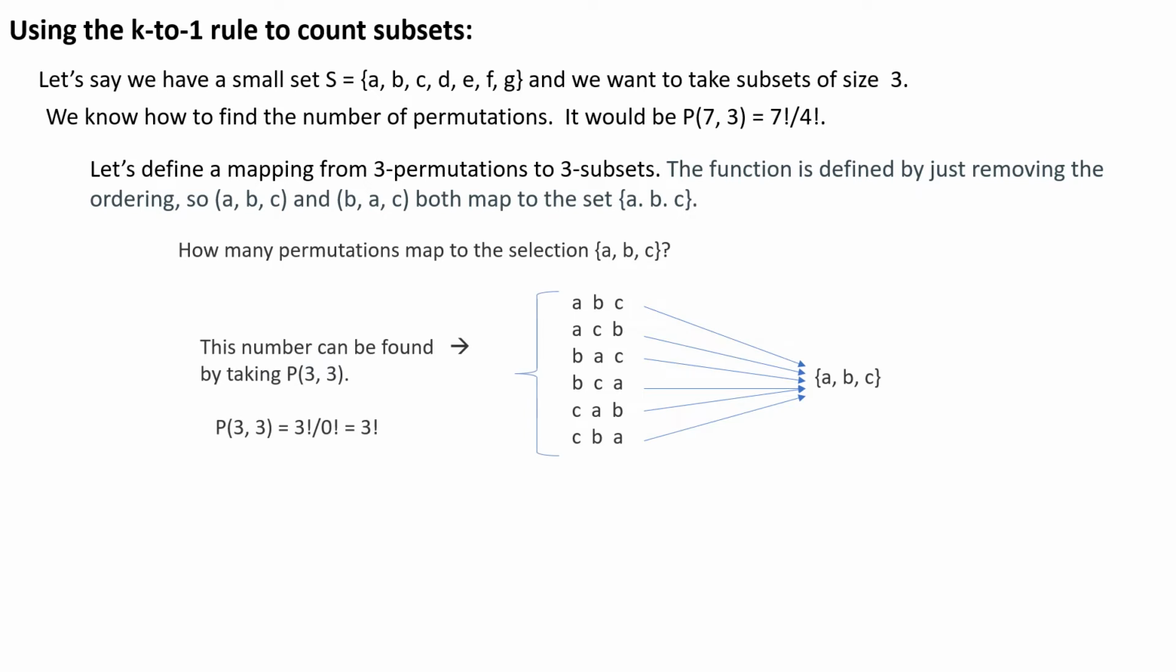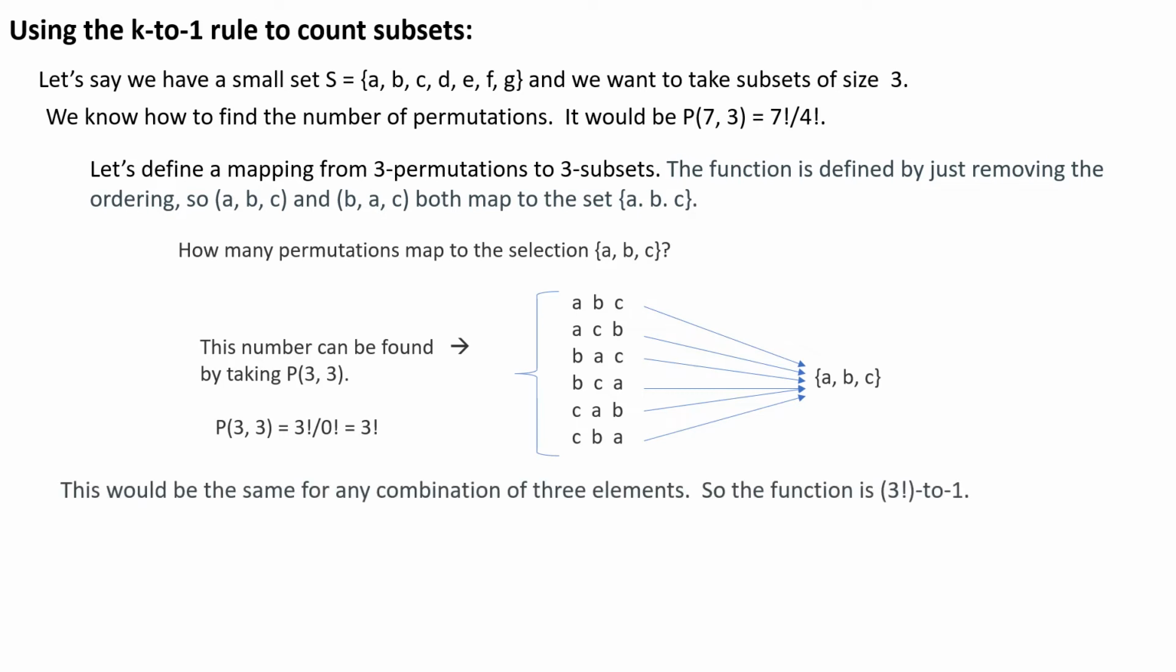And that number 6, we could have found that by finding the permutations of 3 things taken 3 at a time. And that gives us 3 factorial over 0 factorial, which is equal to just 3 factorial, which would be 6. Okay, so what we've done so far is we've defined this function where we're taking all the permutations and having them mapped to just the set that includes those elements.